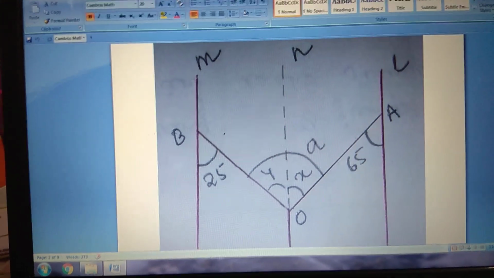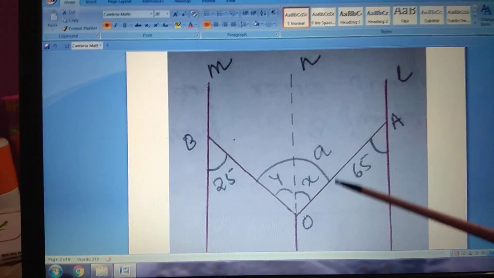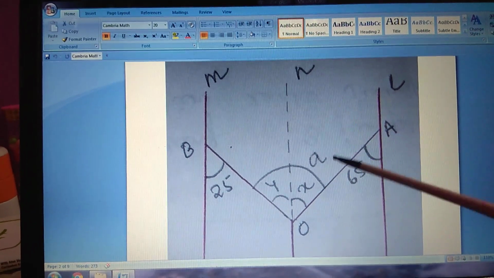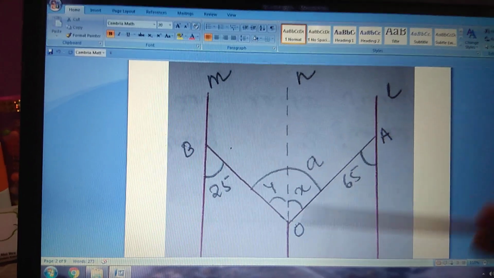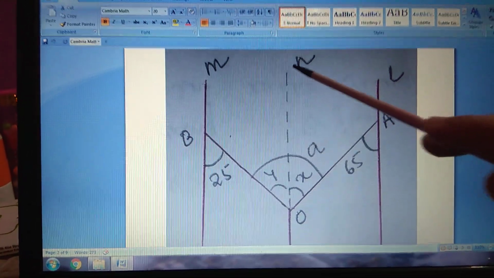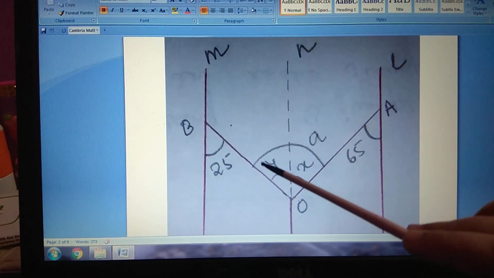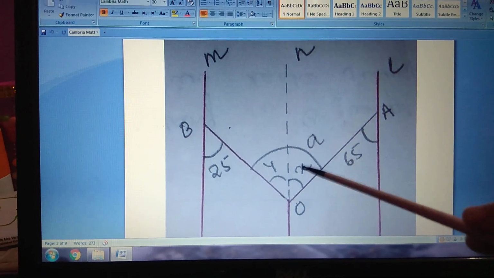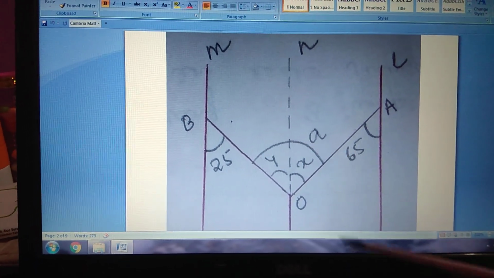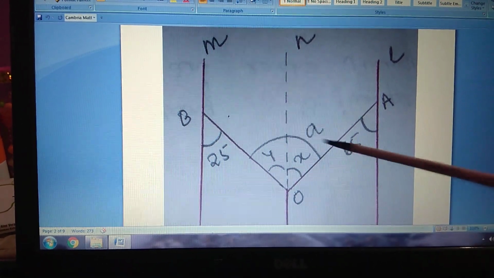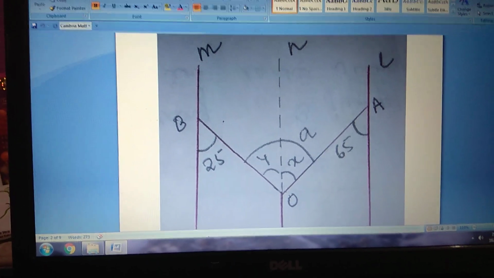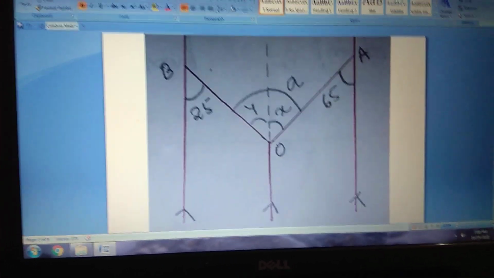In question number 5, if you match the figure with my drawn figure, you will find some changes. Here I have given the lines the names L, M and N. And here X and Y, two parts I have made, and the full angle is A. So we can say A is equal to X plus Y. This is the main condition which we will use.